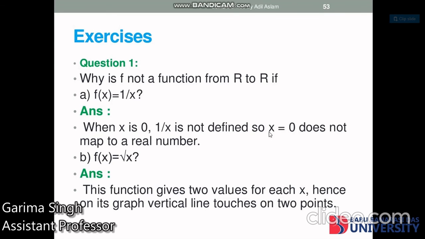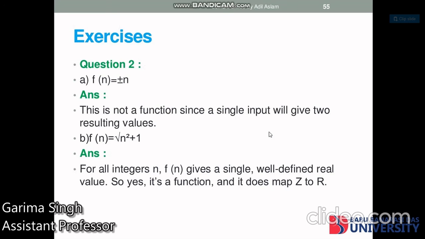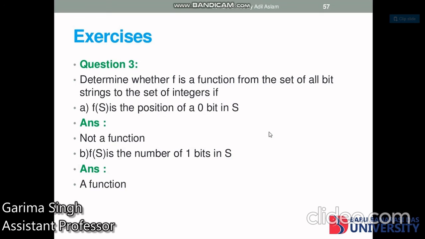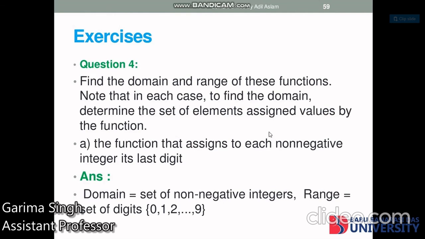This is the exercise. Why is f not a function from R to R if f of x is equal to 1 upon x? You have to answer me this. Your exercise or assignment. All this. Perform the assignment.